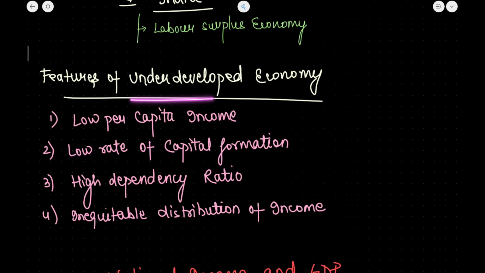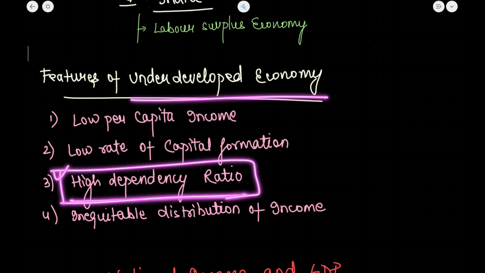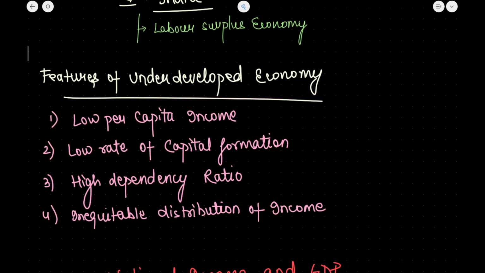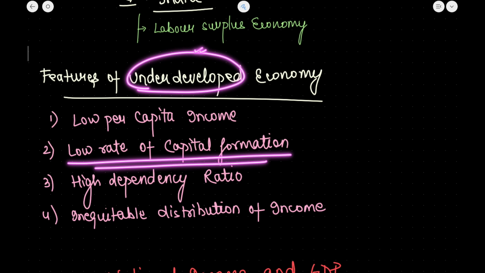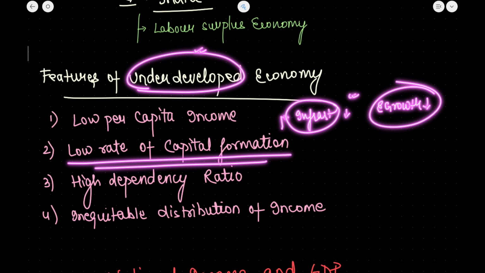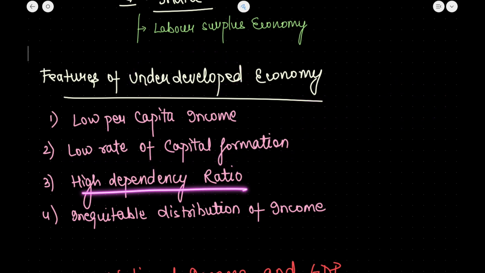Now, underdeveloped economy, another feature is high dependency ratio. Now, I forgot to mention that in the underdeveloped economy, there is low rate of capital formation. It means that infrastructural investment in these types of economy is very much less. That is why economic growth is very much less. Next is high dependency ratio.